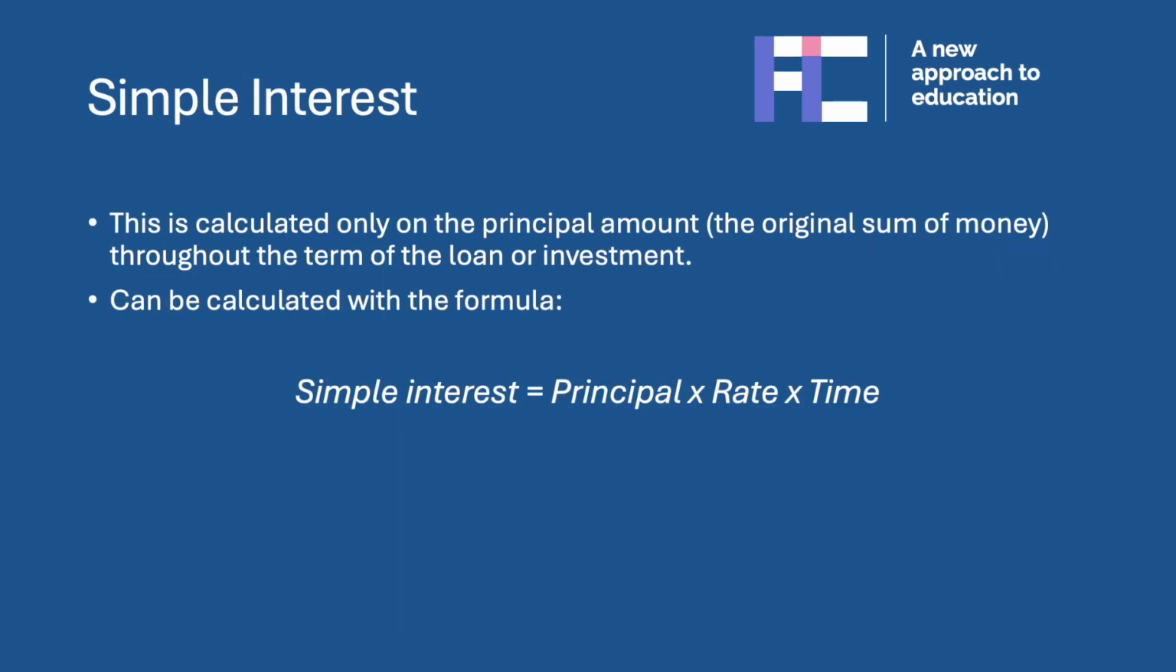Simple interest. This is calculated on the principal amount. Principal amount is simple. It is just the original amount of money that you are investing. And this is calculated throughout the term of the loan or investment. It is calculated like this: simple interest equals principal times rate times time.